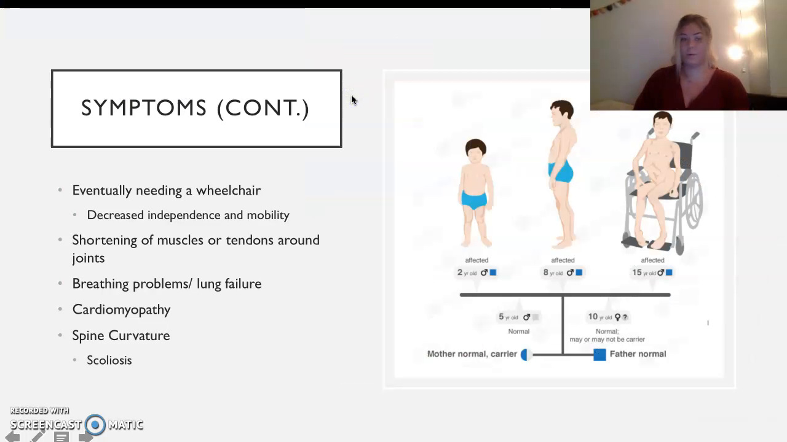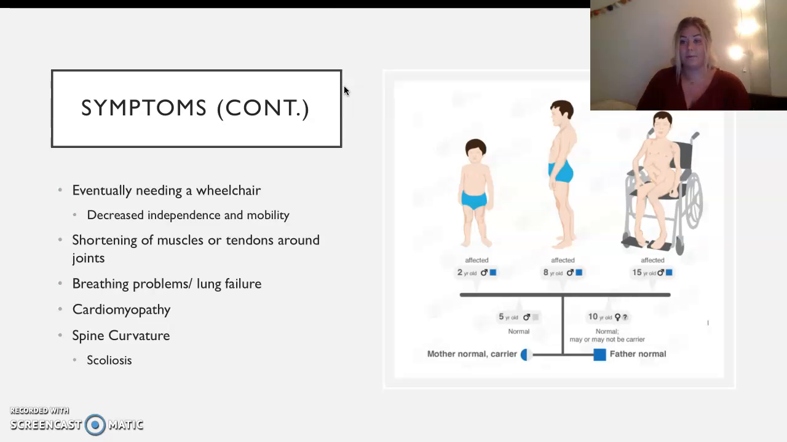So there's also even more symptoms, which is eventually needing a wheelchair. Most patients become wheelchair bound midway through their lives, usually in their teens, since their life expectancy is so short, and this decreases their independence and mobility. And there's also shortening of the muscles or tendons around joints, which is also known as contractures. And there's also breathing problems or lung failure.